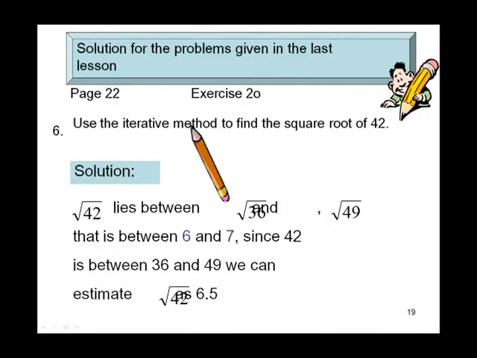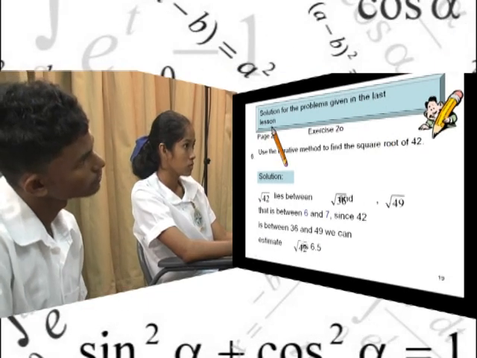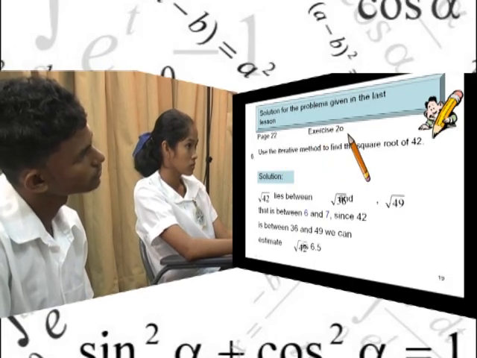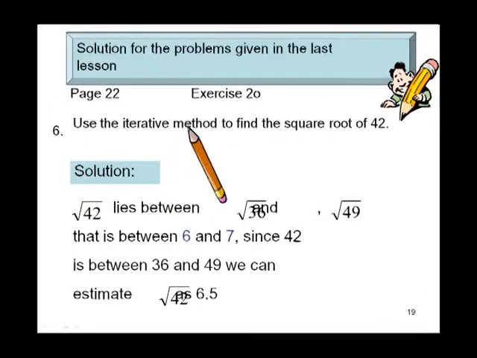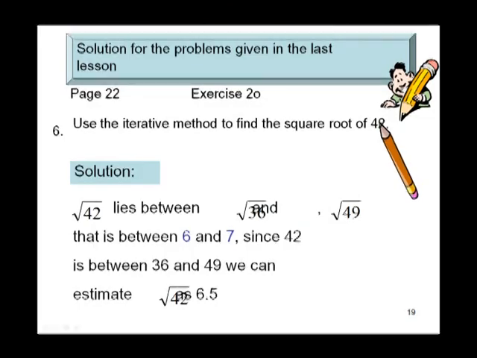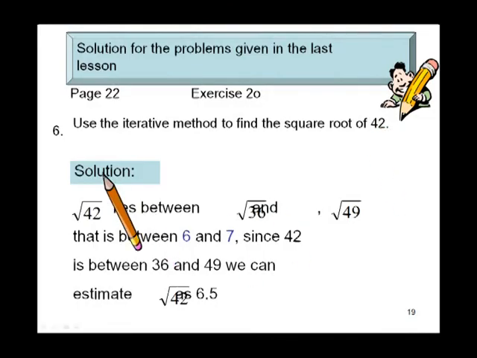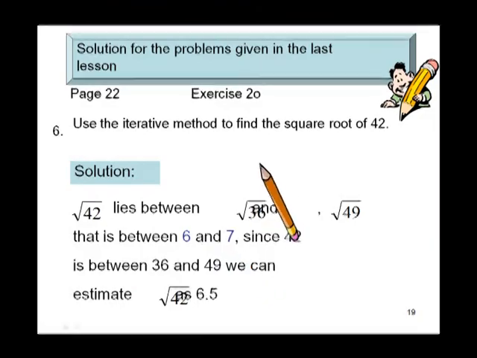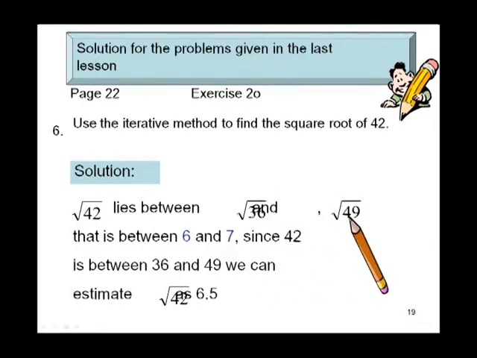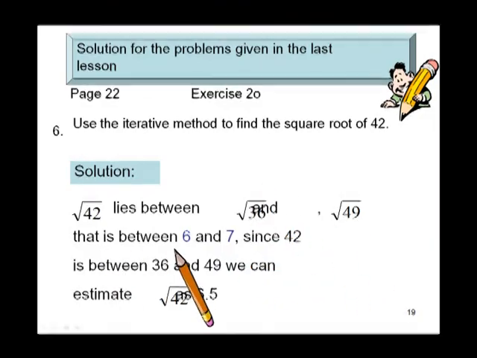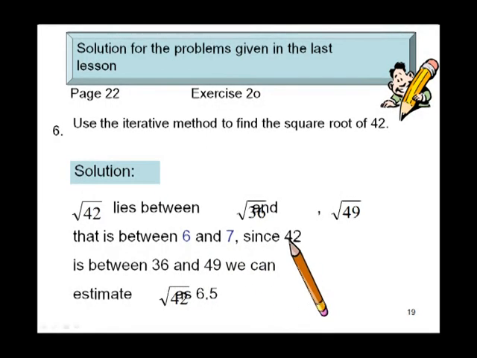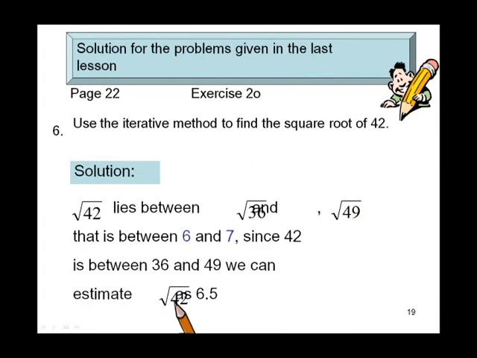Solution for the problems given in the last lesson. Page 22, exercise 2O. Use the iterative method to find the square root of 42. Number 6, solution. The square root of 42 lies between the square root of 36 and the square root of 49. That is between 6 and 7. Since 42 is between 36 and 49, we can estimate the square root of 42 as 6.5.